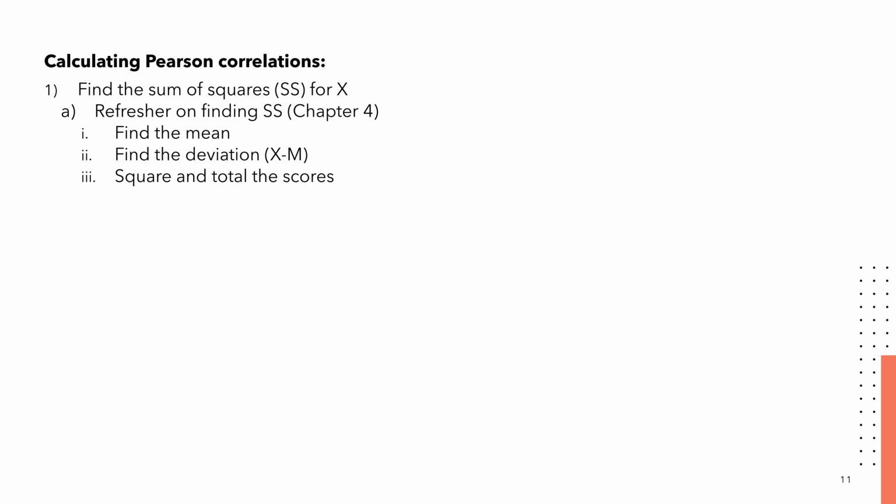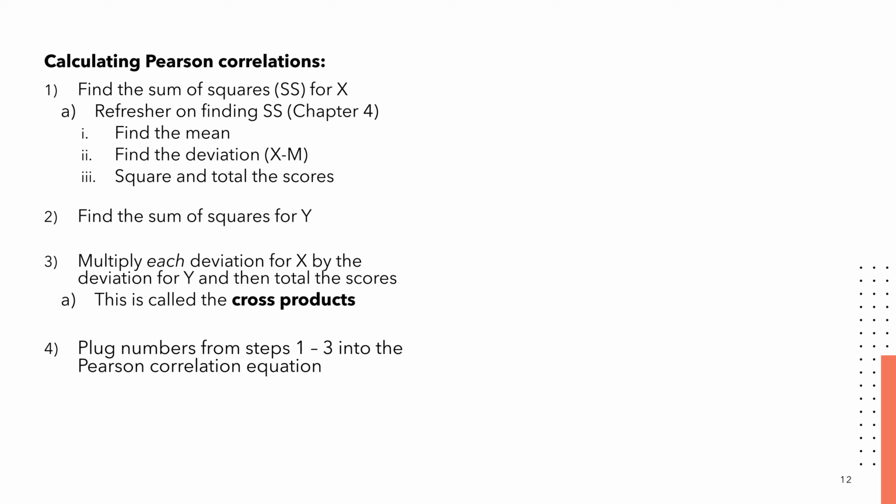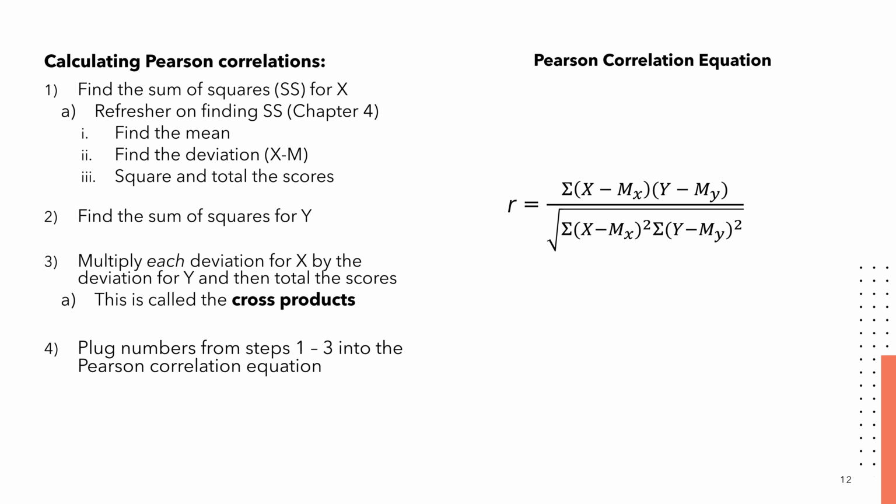Once you find the sum of squares for x, you also need to find the sum of squares for y using that same process. Once completed, you will take each of those deviations you found for x and y, multiply them, and then add them together. This is called the cross products, and I'll show you what this looks like in a moment. Once you have the numbers for steps 1 through 3, you can plug them into the Pearson correlation equation, which looks a little scary, but it's not as bad as it looks.